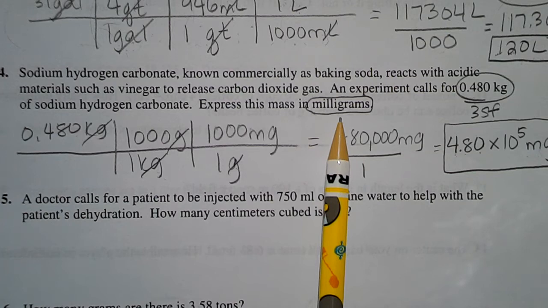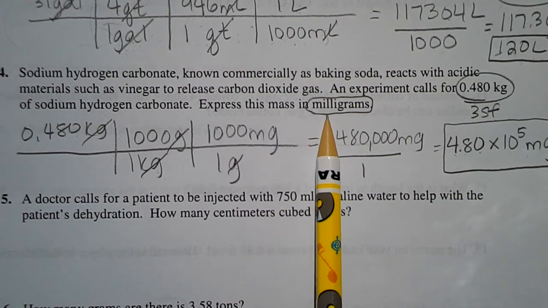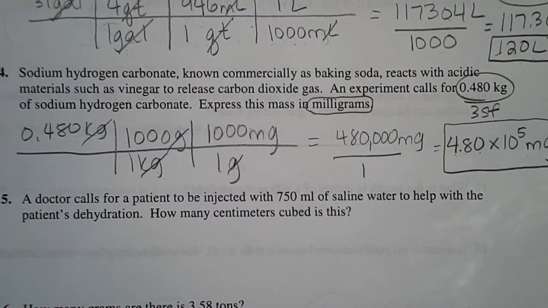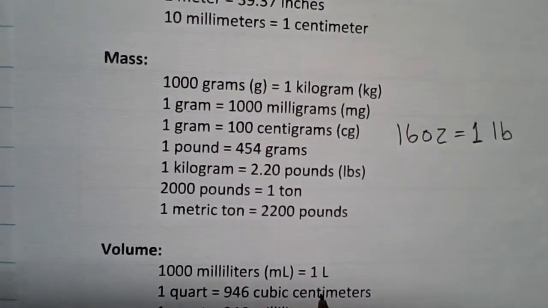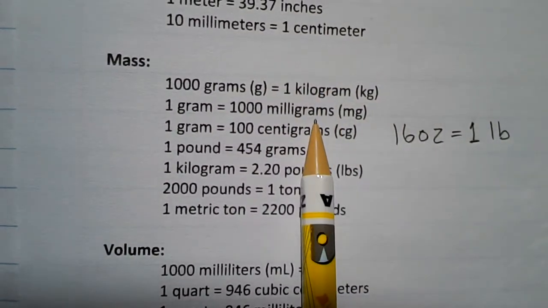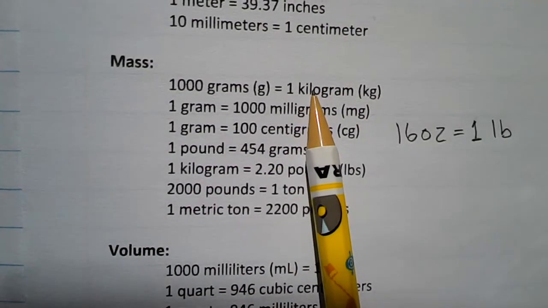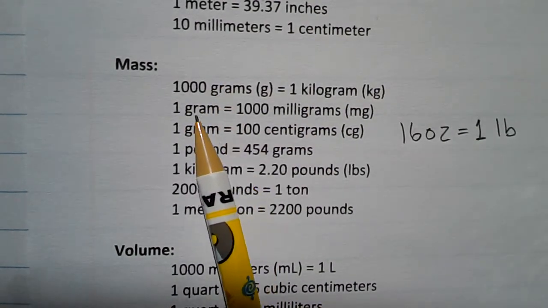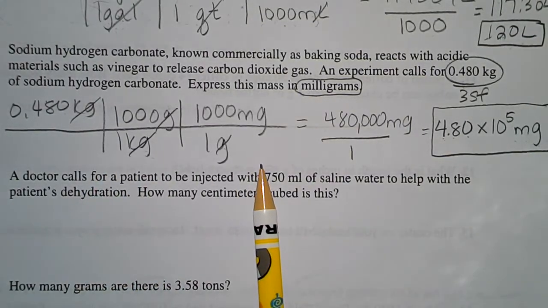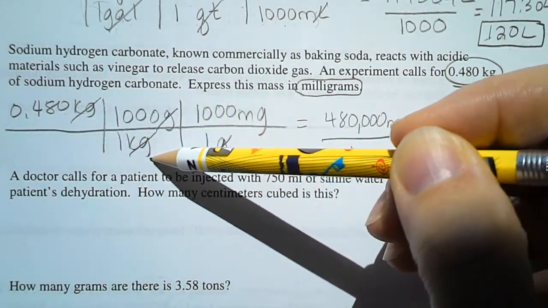They were given 0.480 kilograms, and they want to find milligrams. Well, there's no conversion on your page 3B unless you knew it off the top of your head. You had kilograms here and milligrams here, but there wasn't anything that went directly from kilograms to milligrams. So we went from kilograms to grams and then grams to milligrams. So the grams was kind of like the bridge that got us from here to here. So when you put that information in, be sure that your kilograms are on the bottom so that you can cancel.